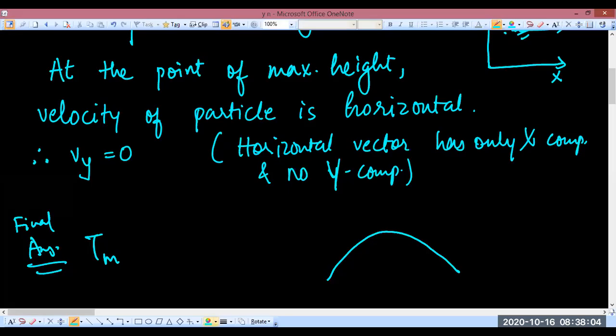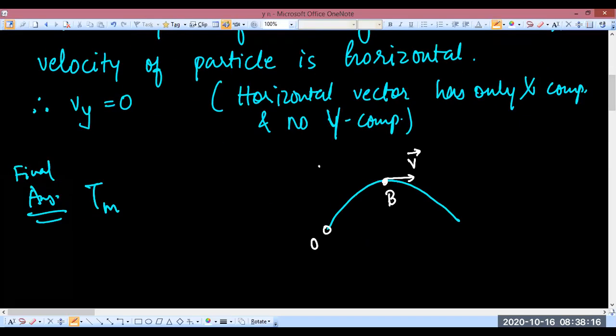Draw diagram. I'll give you a hint. You have to do calculation for O to this point, let's say B, till here. Right? You have to do calculations for O to B. Right?